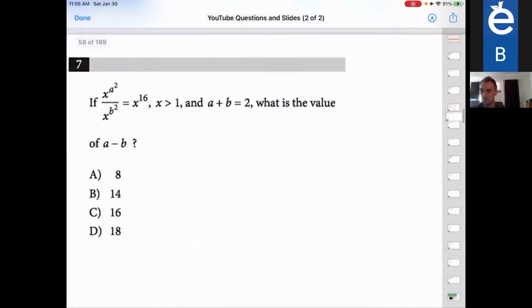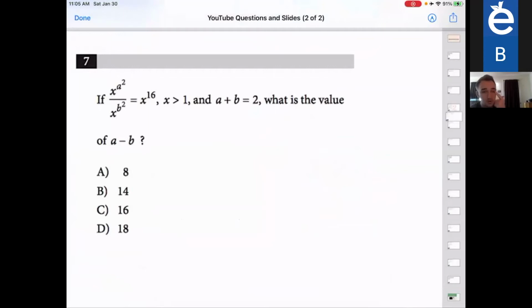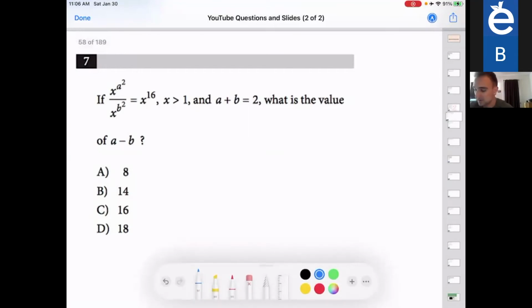Do some more here. Page 58, next one. Says if x to the a squared over x to the b squared is equal to x to the 16th, x is greater than 1, and a plus b is equal to 2, what is the value of a minus b? All right, so a lot going on there. They give us a few conditions and a few equations that we can work with. Let's write down this first one here, x to the a squared over x to the b squared, is equal to x to the 16th.